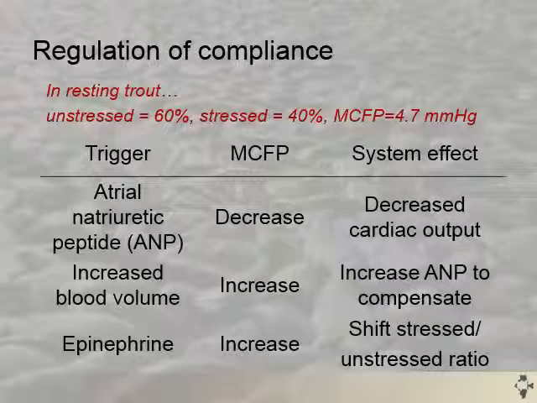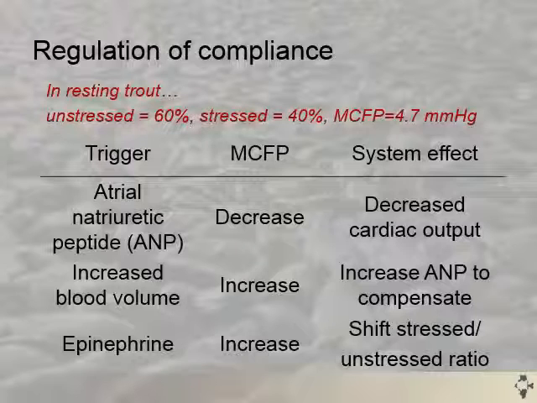Epinephrine is something that we commonly associate with stressful circumstances. It actually increases the mean circulatory filling pressure by increasing tone. So it constricts the blood vessels, especially the venous system, which is going to shift that stressed to unstressed ratio of blood the opposite way. So under conditions where epinephrine is released, mean circulatory filling pressure increases, and so you have a greater volume of stressed blood as opposed to unstressed blood. So instead of it being 60-40, it might be closer to 50-50, or perhaps even 40-60.